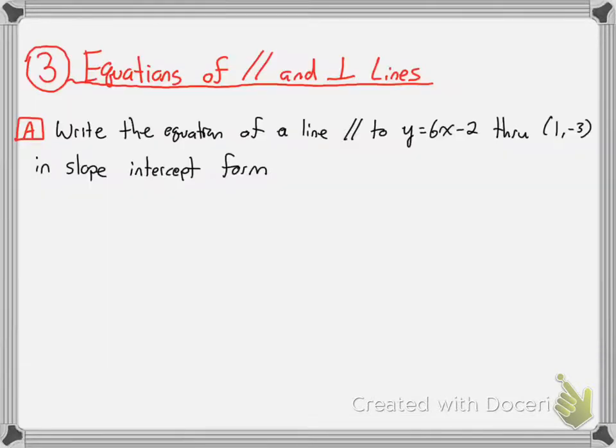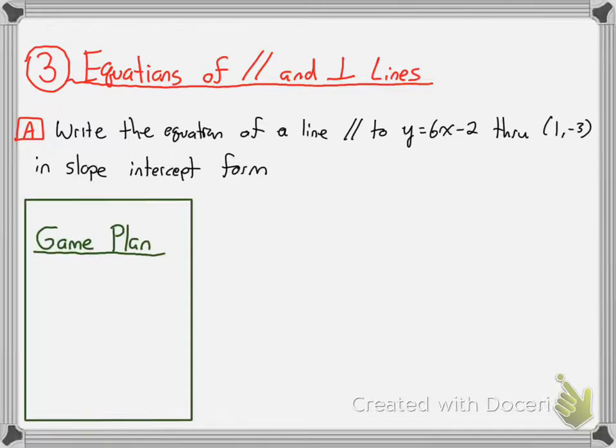So let's end the day kind of tying everything that we've talked about into one problem. Here, I want to write the equation of a line that is parallel to y equals 6x minus 2 and goes through the coordinate (1, -3) in slope-intercept form. When I read that, sometimes it might get a little bit stressful because there's a lot going on in this problem. So this is the kind of question where it's nice to think of a game plan.